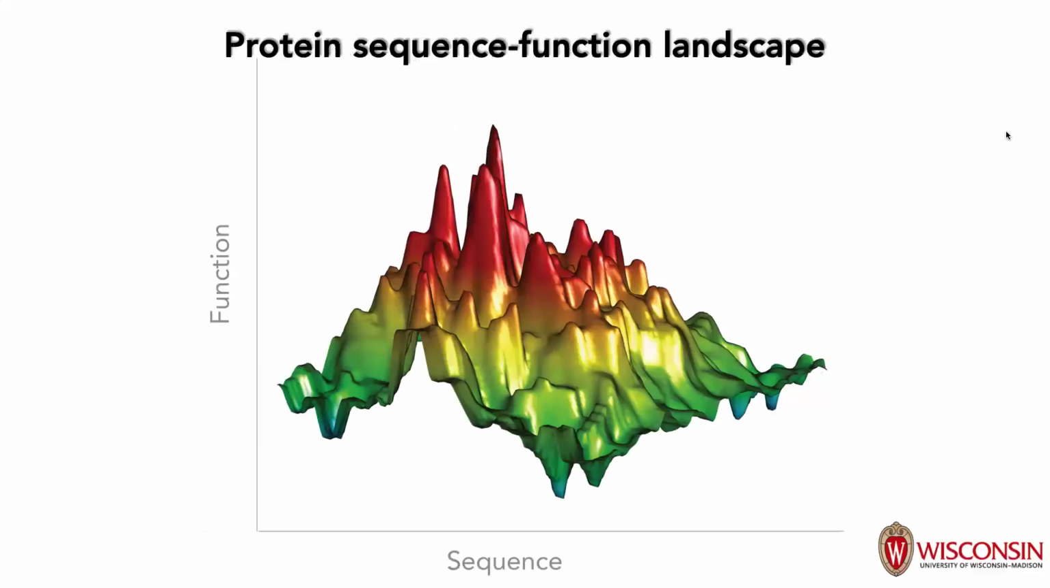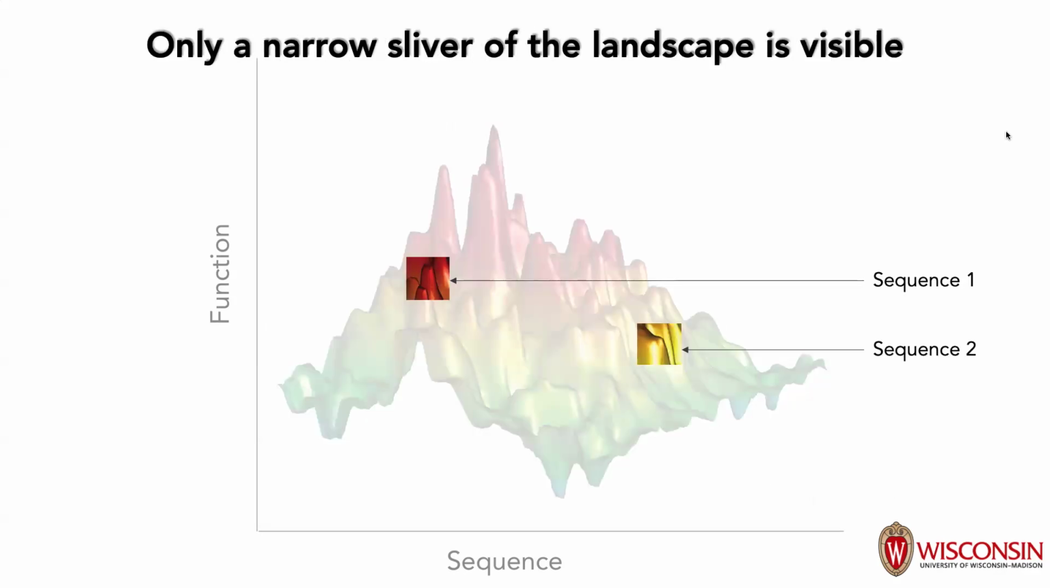And so that's one way of asking this question. If you imagine this fictitious sequence function landscape, on the y-axis you have some measure of function, some activity, stability, whatnot. On the x-axis, you have some measure of frequency. And so what do we do now? The current paradigm is we pick one sequence, the wild type, one or a few other mutations, a couple more sequences. And what we really see is a small sliver of the sequence function landscape, right?